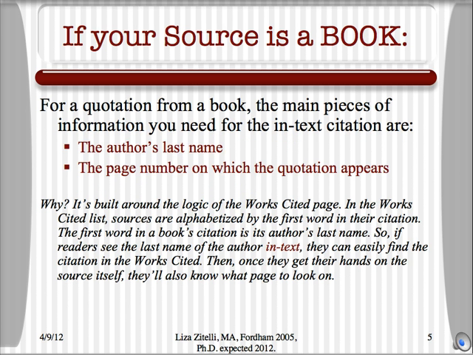So if your source is a book, this will give a basic outline of what you do to cite that source. The main pieces of information you need for the in-text citation are the author's last name and the page number on which the quotation appears. And why is this? Well, it's built around the logic of the works cited page. In the works cited list, sources are alphabetized by the first word in their citation. The first word in a book citation is its author's last name. So, if readers see the last name of the author in text, they can easily find the citation in the works cited. Then, once they get their hands on the source itself, they'll also know what page to look up.